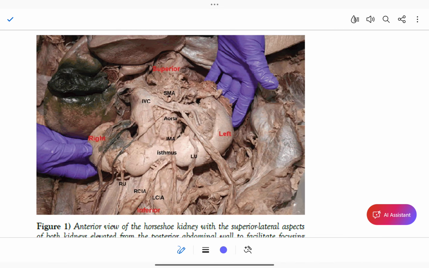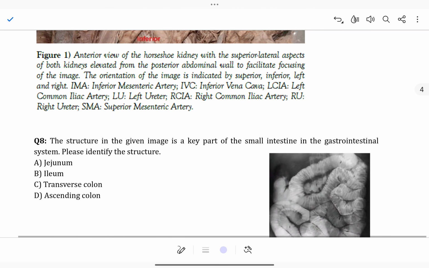Horseshoe kidney, horseshoe shaped. This is the right side. This is the left side. IVC. Aorta. Isthmus. So this is all about this figure.